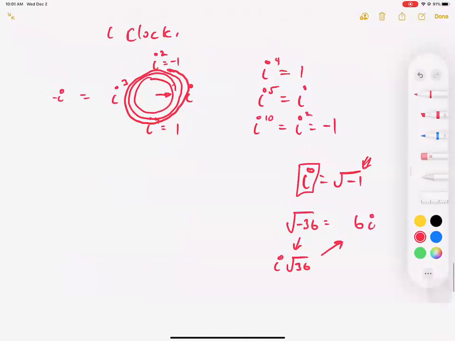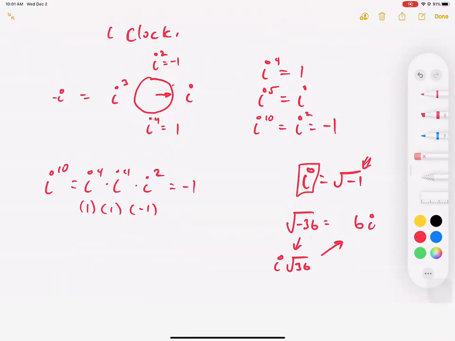So here is our thing about i's. Every time we have 4 i's, you restart the count. If I say i to the 10 again, isn't this really just i to the fourth, i to the fourth, and then i squared? Well, that's just 1, 1, and negative 1. That's why your answer is negative 1. Your answers continue to repeat over and over along this i clock, going in circles and circles.